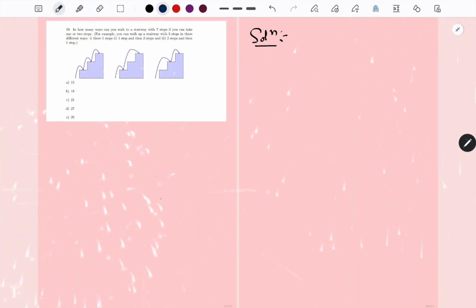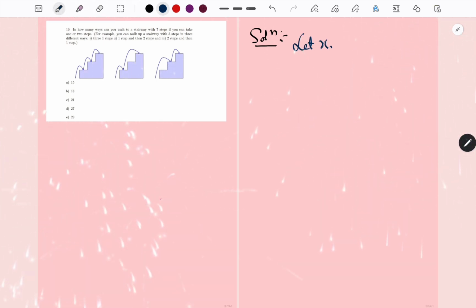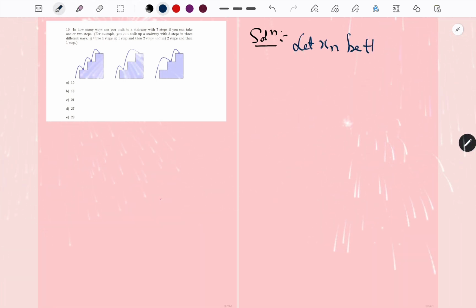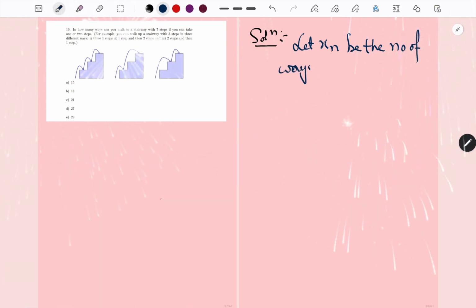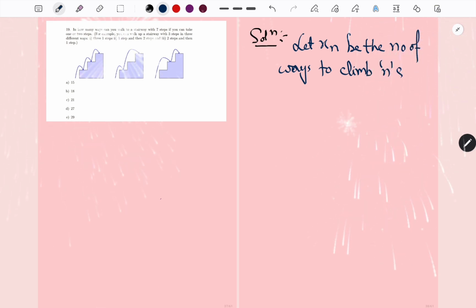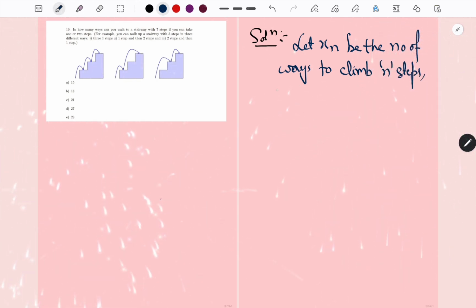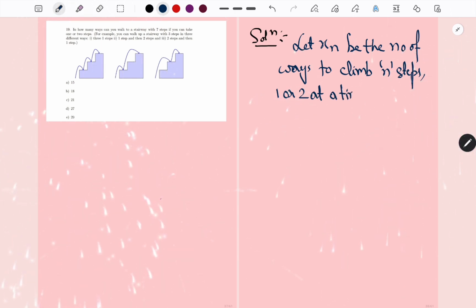So basically, let's generalize this value. Let xn be the number of ways to climb n steps, 1 or 2 at a time. Now let's see what happens.